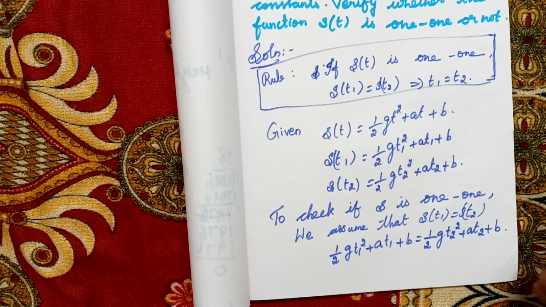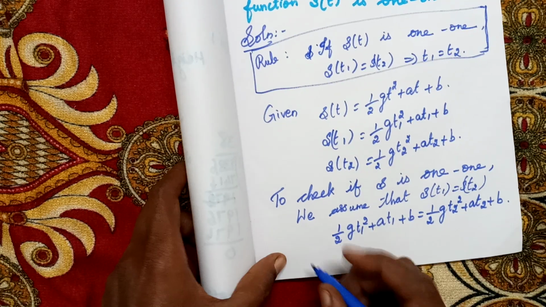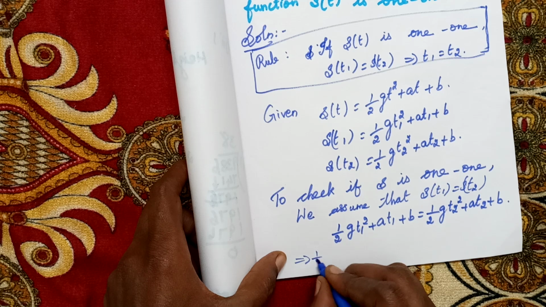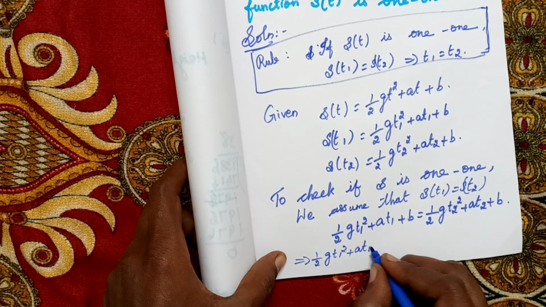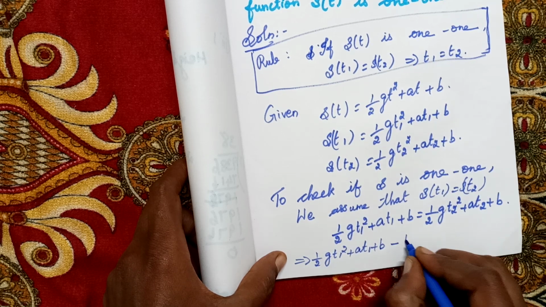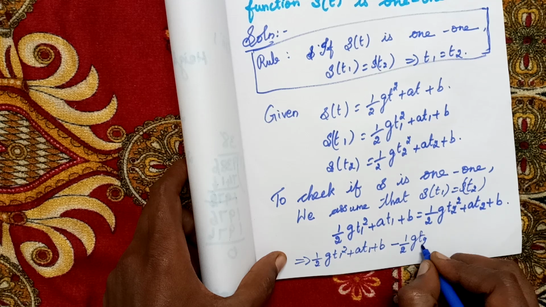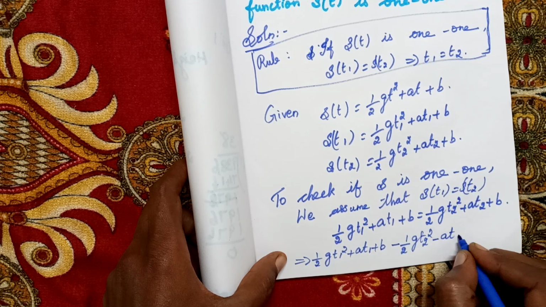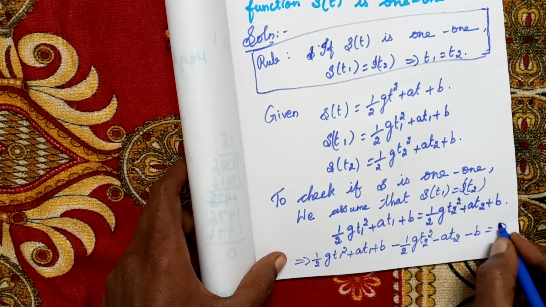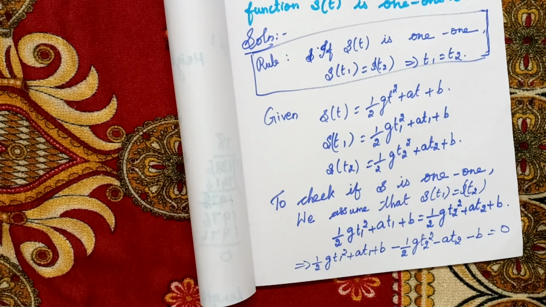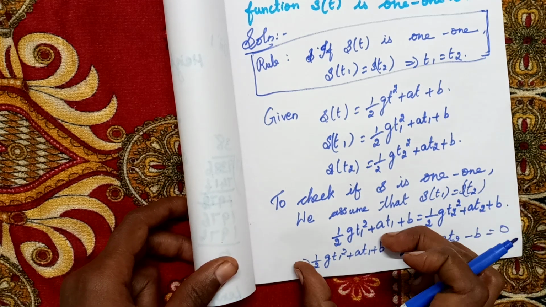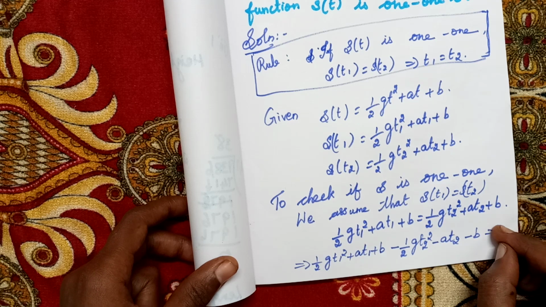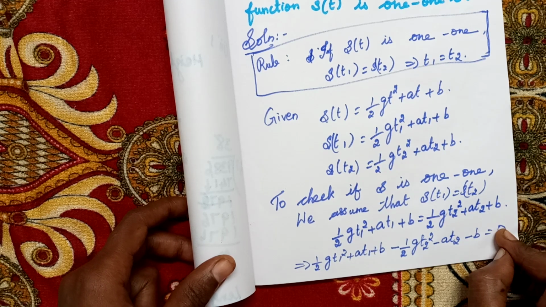Now, I am going to take all the terms to the left hand side. If we do that, what will we get? Half g t1 square plus at1 plus b minus half g t2 square minus at2 minus b is equal to 0. Clear, students? Any doubt in here? Why is it 0? Because when we take every term to the left hand side, the right hand side is 0.